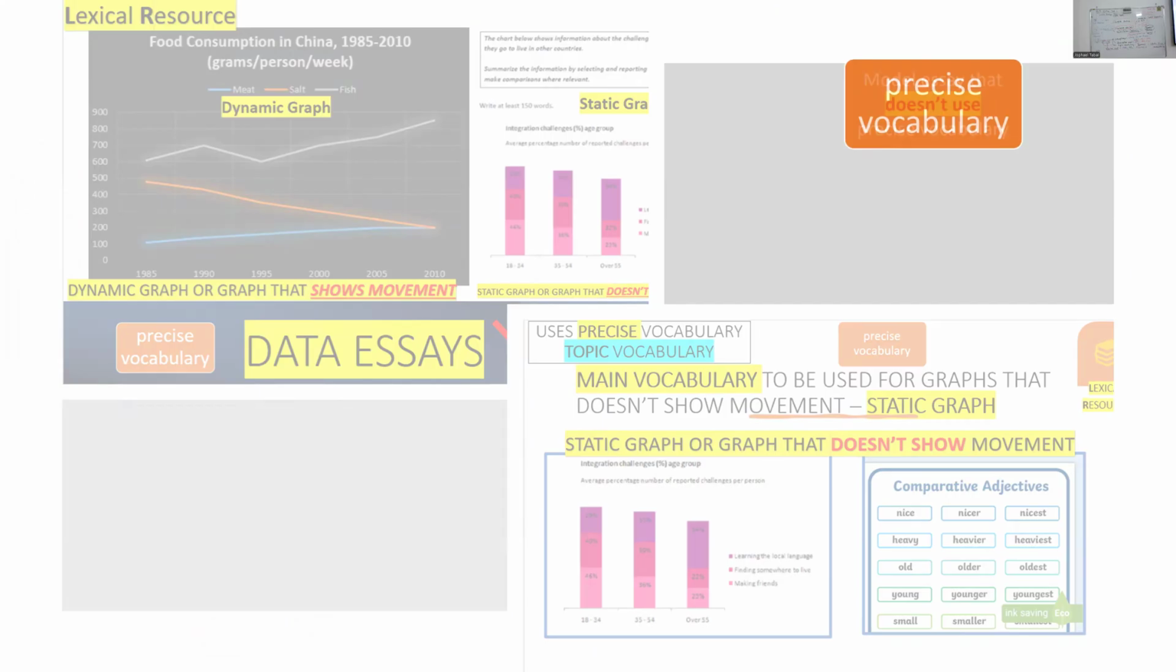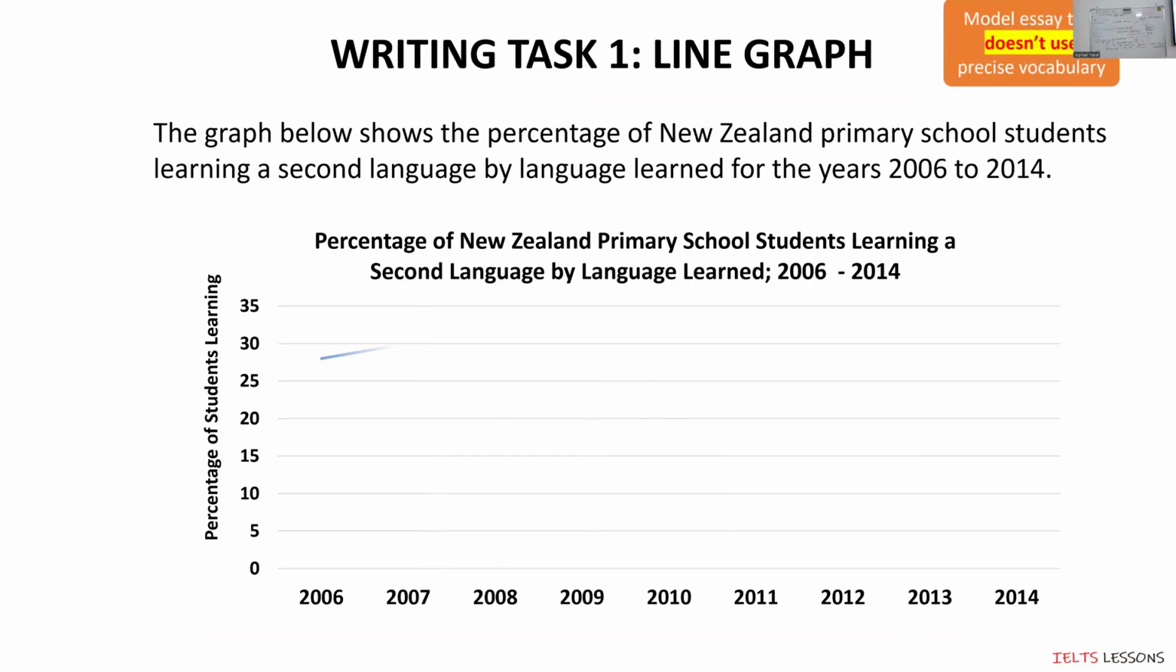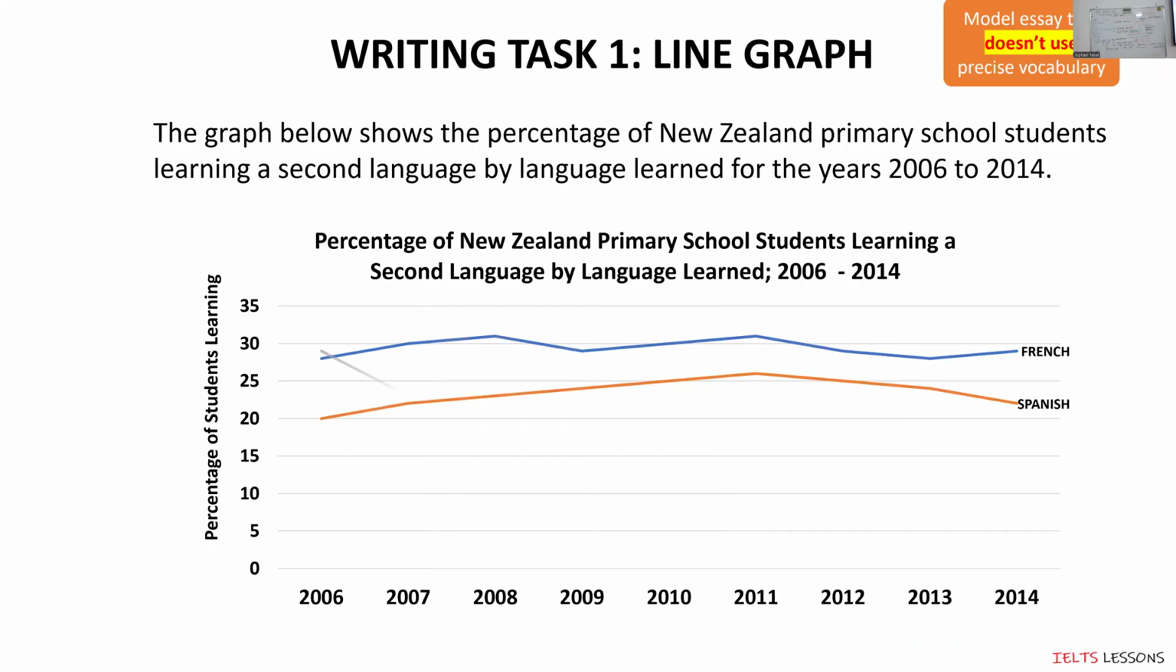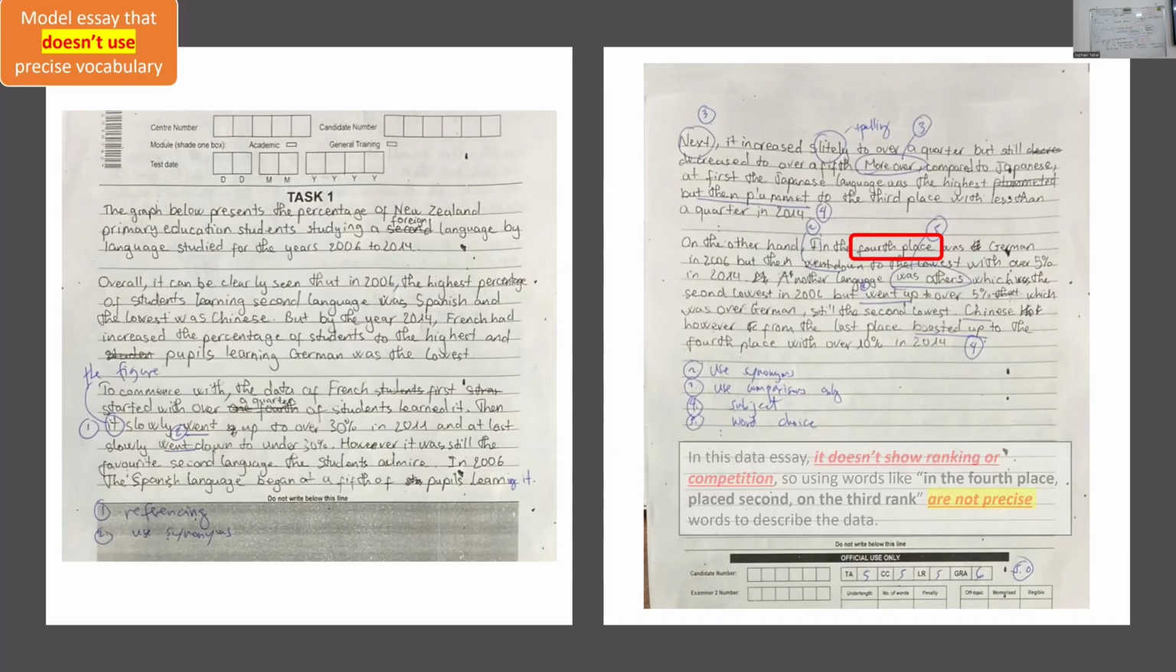And the main reason why we have to clearly identify or differentiate them is because the type of vocabulary that we're going to use is different. Okay, now, if you check here the model answer of a student, this greatly affects the score in lexical resource. So if you pay attention very closely, in this essay, it doesn't show ranking or competition.